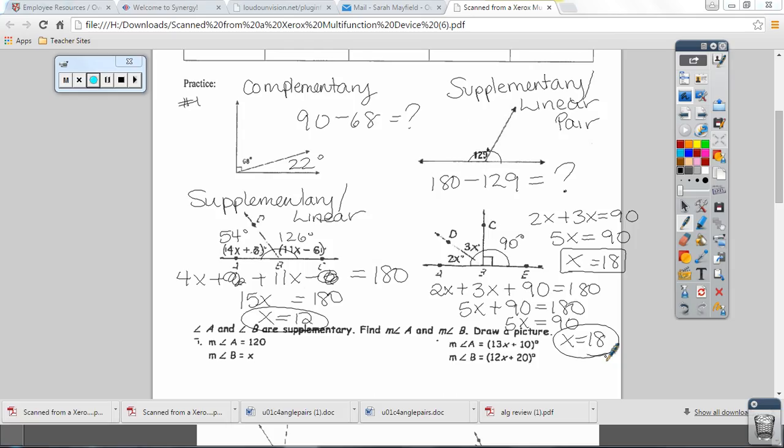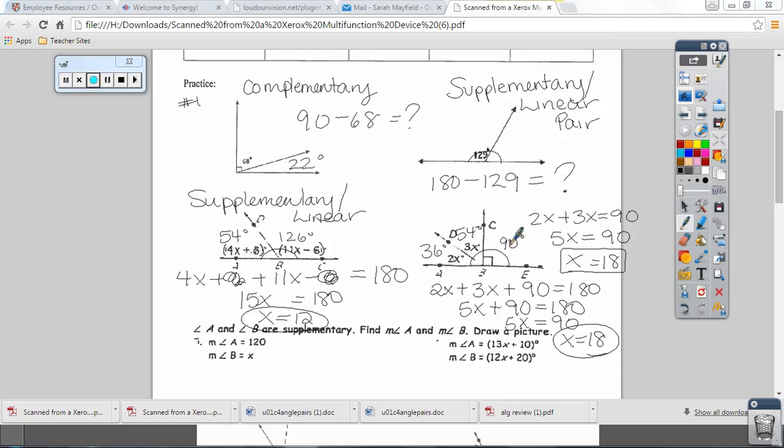Also notice I'm not putting degree signs next to x because x is a variable, not an angle. So be very careful. 2 times 18 is 36. That's an angle, so that gets degrees. 3 times 18 is 54 degrees. And if you add these three angles up, you get 180.